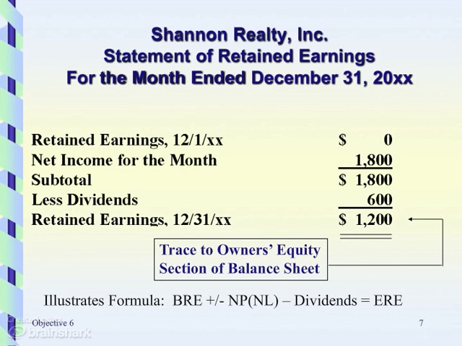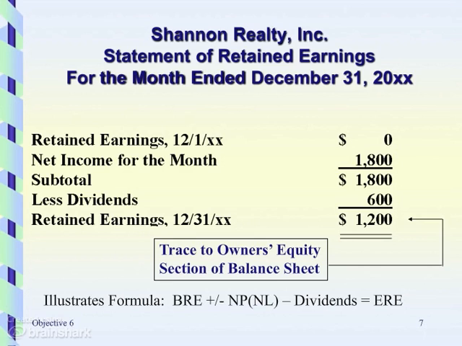Here's an example of a statement of retained earnings. Again, we can see that we have a heading here: name of the company, the actual financial report that it is, and the period of time. In this case, we can see that we have the beginning retained earnings, the earnings that we had at the beginning of the period. Then we add to it any net profit for the period, or if we had a loss, we would subtract it. We can get a subtotal, and then we would subtract our dividends from that to get our ending retained earnings.